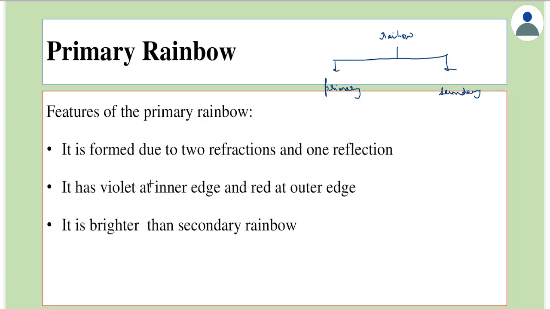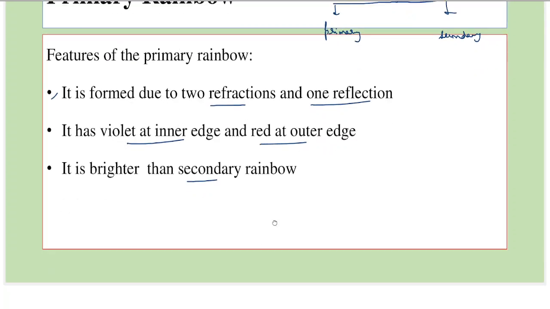A primary rainbow is formed due to 2 refractions and 1 reflection. You will see this with the help of a diagram. It also has violet at the inner edge and red at the outer edge. And also, a primary rainbow is brighter than a secondary rainbow. To understand this in a better way, let's draw with the help of a diagram.